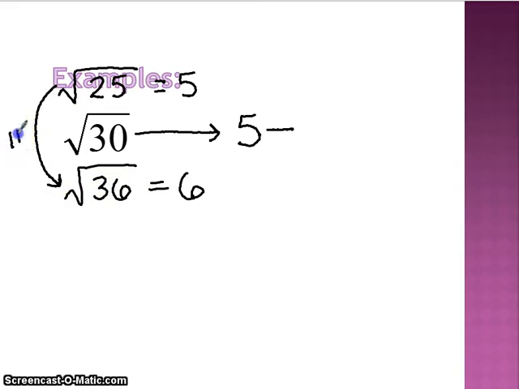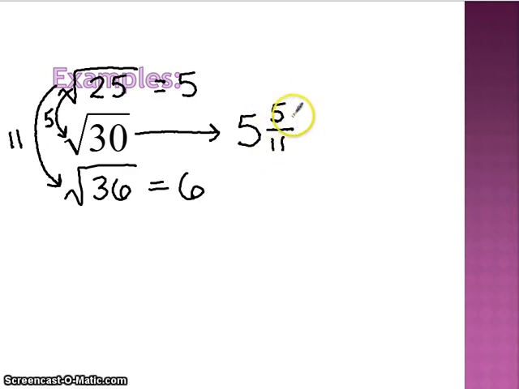There's 11. How much is between 25 and 30? 5. So the square root of 30 is 5/11 of the way to the square root of 36. It has 5 more than 25, but it would need 11 more to get to 36.